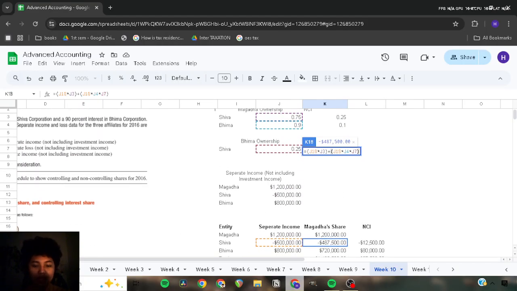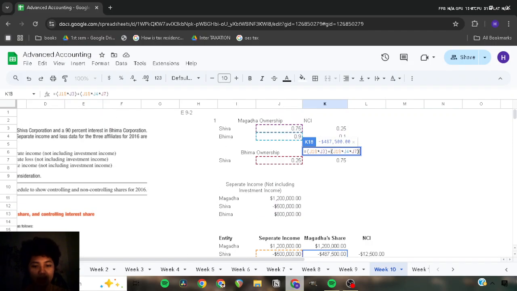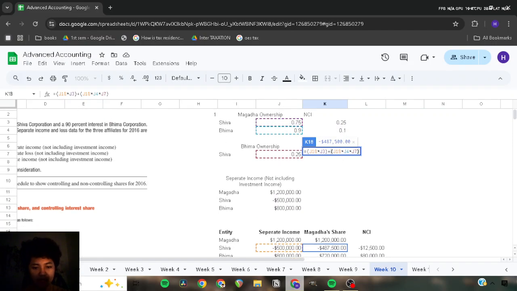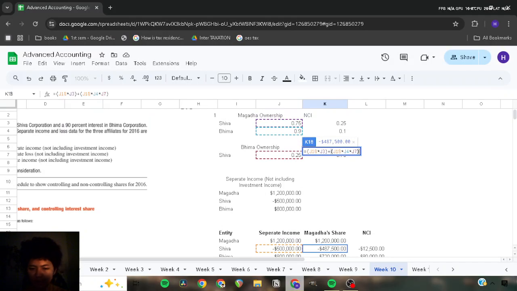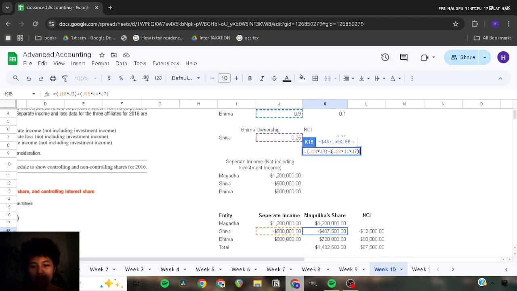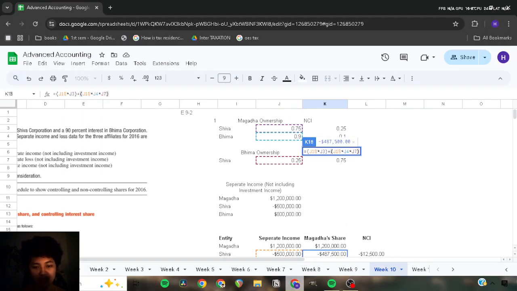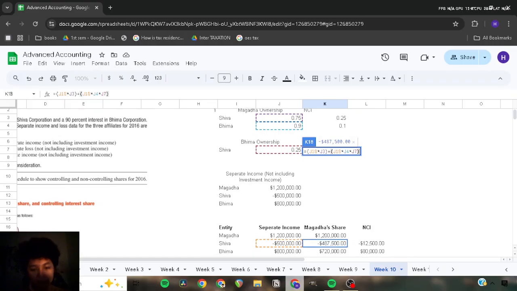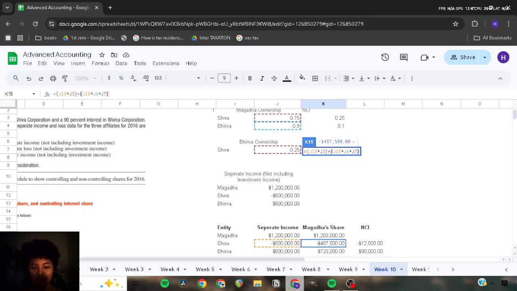So, for example, to calculate the Shifa share for Magadha, I multiplied by 0.9, but then I also adjusted with the proportion that is affected by the Bima's ownership. I put the whole formula so that you can see which numbers I use to calculate. Essentially, I calculate the Shifa ownership, so 0.75, with the indirect Shifa ownership that I get from owning Bima, which is this 0.9 times 0.25, and I'll get that result.